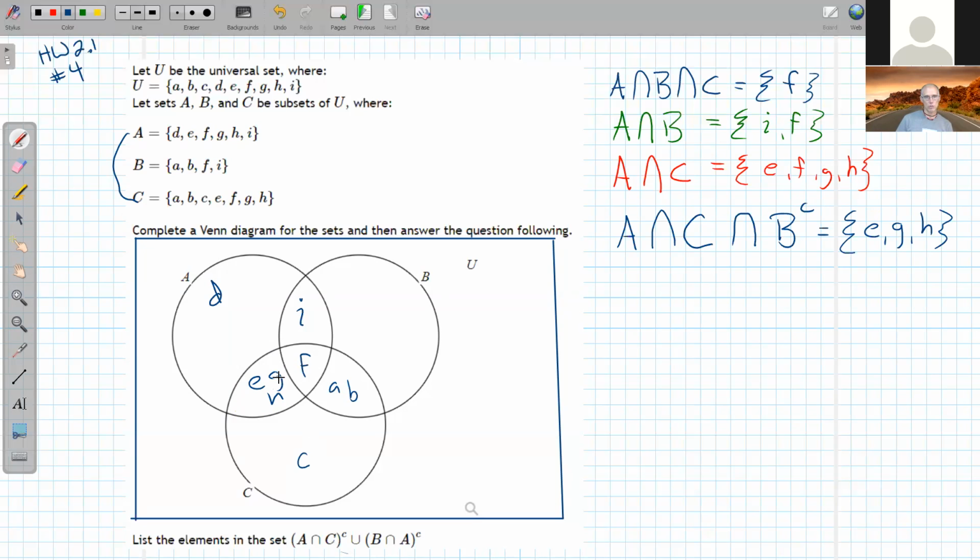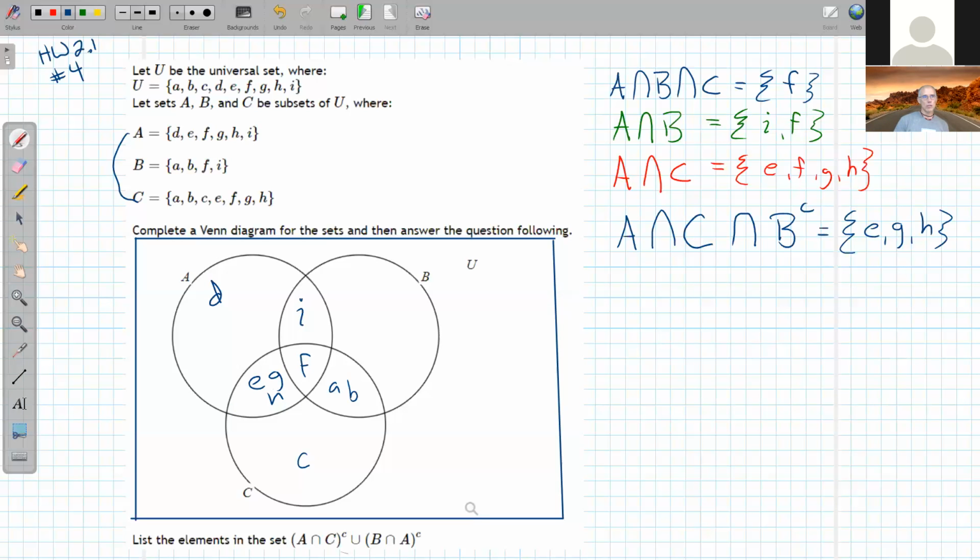1, 2, 3, 4, 5, 6, 7. So a Venn diagram is just a different, visual way to organize information. All right, so let's see, is that everything in the universe?